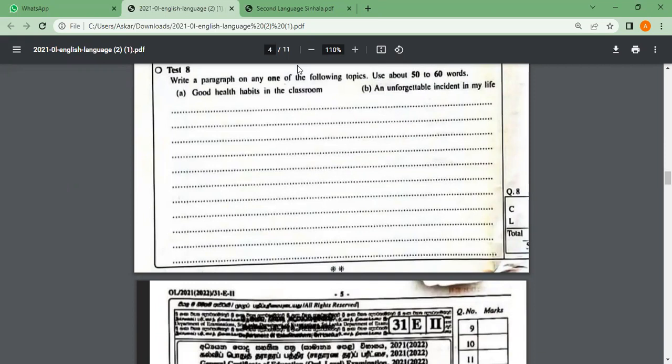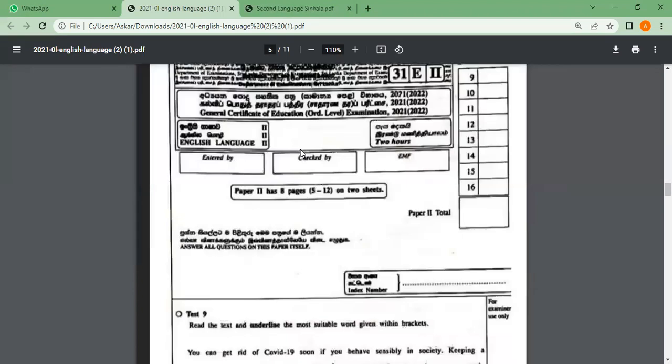So, good health habits in the classroom, or an unforgettable incident in my life. You should write either an unforgettable incident in my life or good health habits in the classroom. You can describe the good health habits in the classroom. If you are a monitor, you can write it, because the monitor will go on to the good health habits. And then the unforgettable incident in my life: you can write anything in your life which was an unforgettable incident. Okay, now we'll go on to the next one.